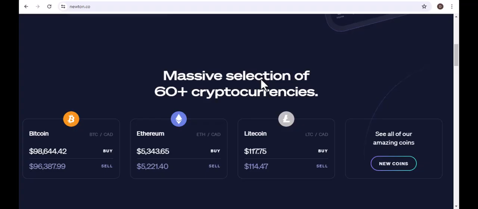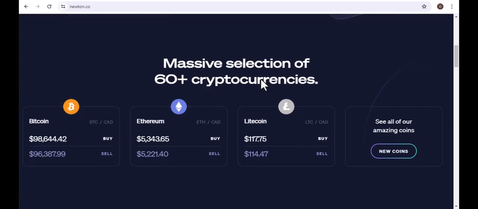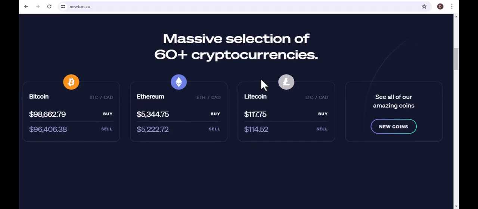First up, Newton. Newton has positioned itself as a user-friendly, low-cost Canadian crypto platform. They boast easy funding options like Interac e-transfer and aim for a seamless user experience. Newton is registered with FINTRAC and the OSC, providing a sense of regulatory compliance and trustworthiness for Canadian users. Their fee structure often emphasizes no deposit or withdrawal fees for CAD, which sounds fantastic on the surface. However, their primary revenue generation comes from the spread. Newton aims for competitive spreads across its selection of over 70 cryptocurrencies. They often highlight their commitment to transparent pricing.